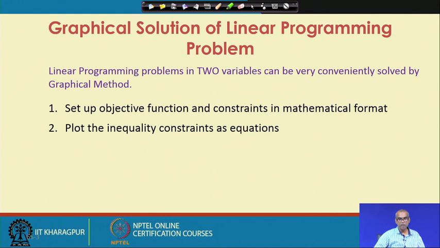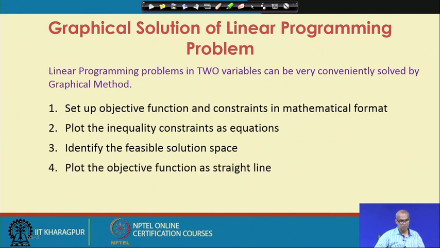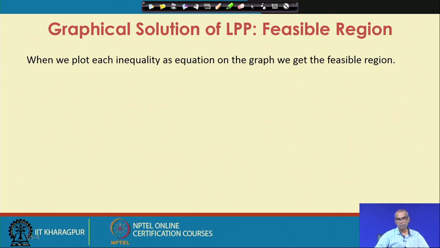Next, we plot the inequality constant as equations. Then we identify the feasible solution space, which is defined by the constants associated with the problem. Then we plot the objective function as a straight line, it is a linear equation in decision variable, and then we determine the optimal solution. So, these are the steps and we will see how these steps are followed to solve a linear programming problem in two variables using graphical method.